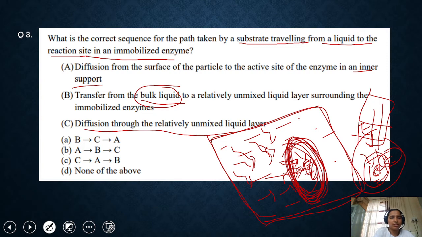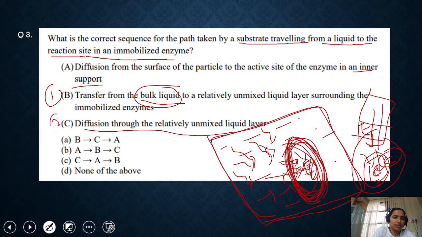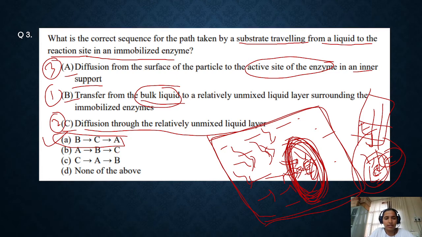So what is happening first? Initially, the transfer from bulk liquid to a relatively unmixed liquid layer surrounding the immobilized enzyme. Then diffusion through the unmixed liquid layer. So this process is occurring second, and finally it reaches the active site of the enzyme. So this one is the third part. Now arrange them according to that: B, C, A. So option A is correct for this question. So the correct answer to this is A.